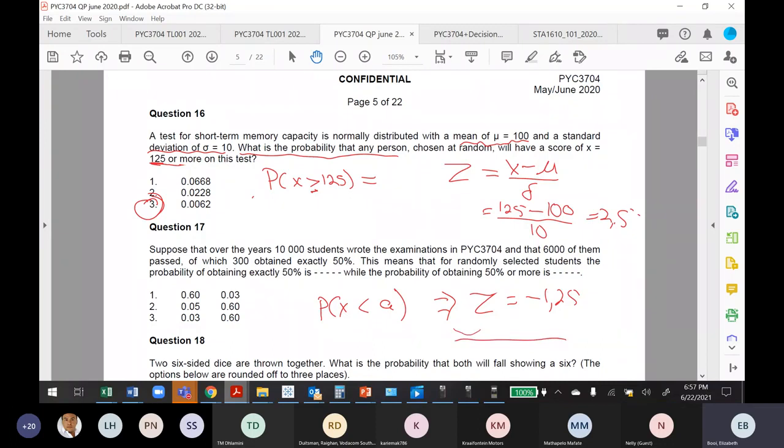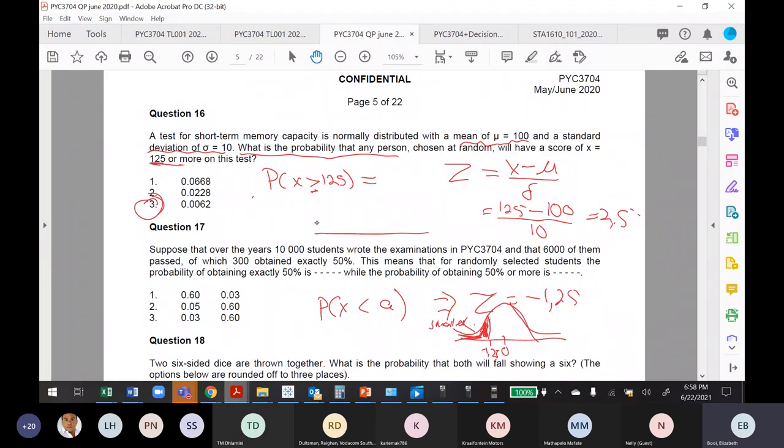Let's draw that. When you draw it, this will be your zero. It's always zero in the middle because we know that the area underneath the curve is always going to be equal to one, and in the middle it will be zero. So if it's minus 1.25, that will be minus 1.25 there. They say less than, so we're looking for this area. This is the smaller area, regardless of where you are. That's the smaller area, this is the bigger area.